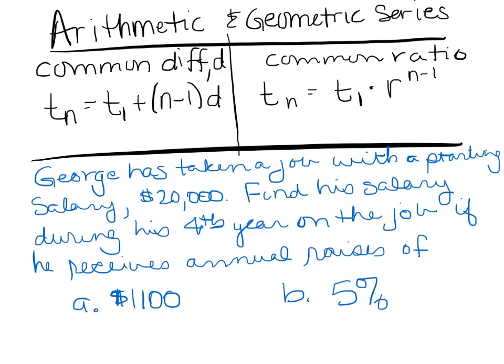Okay, so George has taken this job with a starting salary of $20,000, and the question asks you to find the salary during the 4th year on the job if he receives annual raises of, in the first case, A, an annual raise of $1,100, and in the second case, an annual raise of 5% increase. So, let's take a look at how we're going to do this and how it applies.